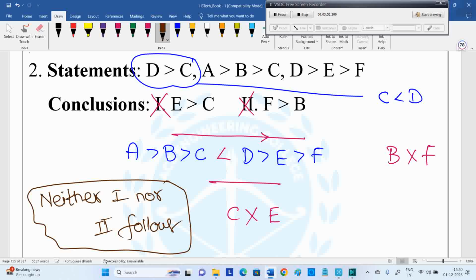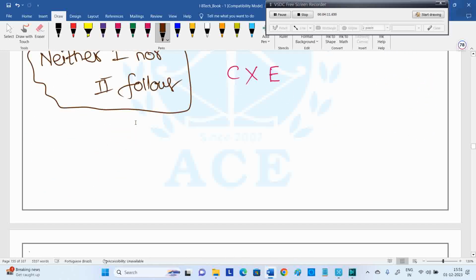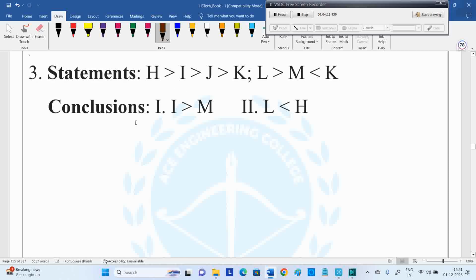See, only one follows, only two follows, both follow, neither one nor two is easy. The only struggle many people will face is the either-or case. A lot of people are leaving those questions, either-or, or else attempting the wrong options and all. I'll suggest that at the end of all these questions, you will definitely get clarity about either-or. See about the next one.